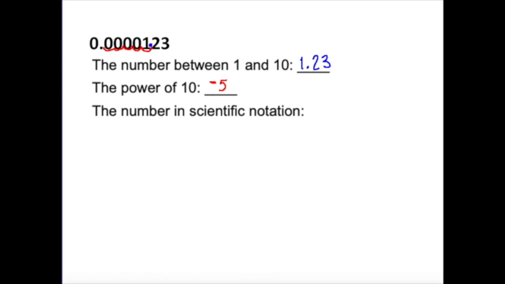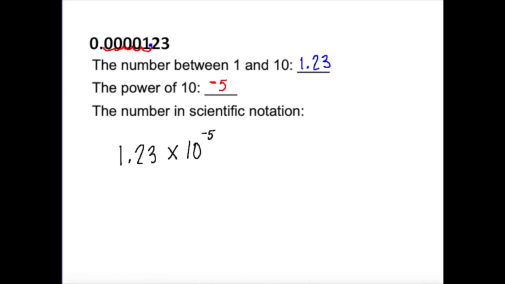So remembering that we need to do the product of a number between 1 and 10. So 1.23. And then it's multiplied by a power of 10. So here is the 10. Our power of 10 right now is negative 5.